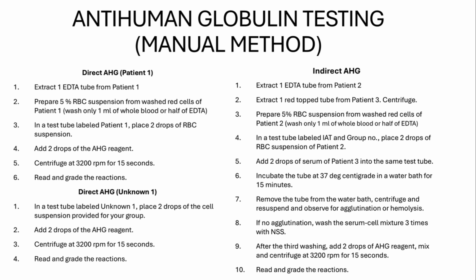So you'll be extracting one EDTA. So the sample here is EDTA for your direct, and in your indirect, you'll have EDTA, and then you'll have serum. So here, prepare a 5% RBC suspension from washed red cells of patient one. So wash only 1 ml of whole blood or half of your EDTA. And then in a test tube labeled patient 1, place 2 drops of RBC suspension, followed by the addition of 2 drops of your AHG reagent.